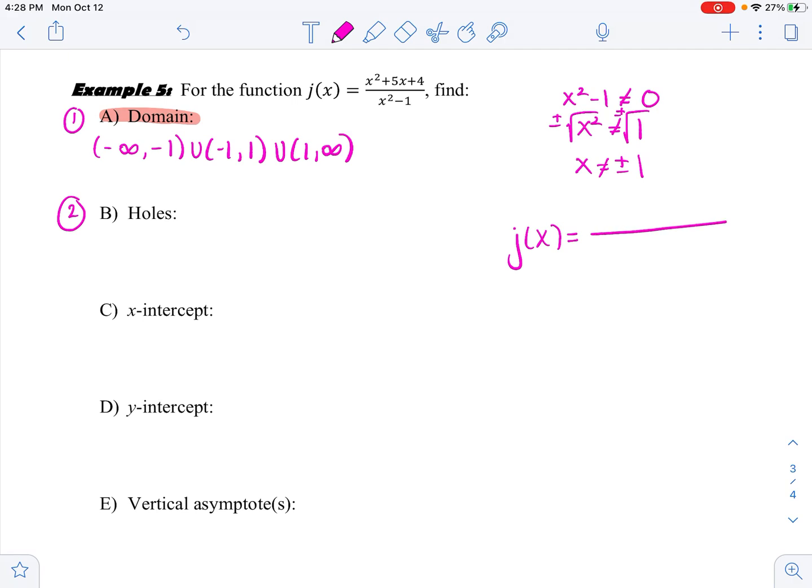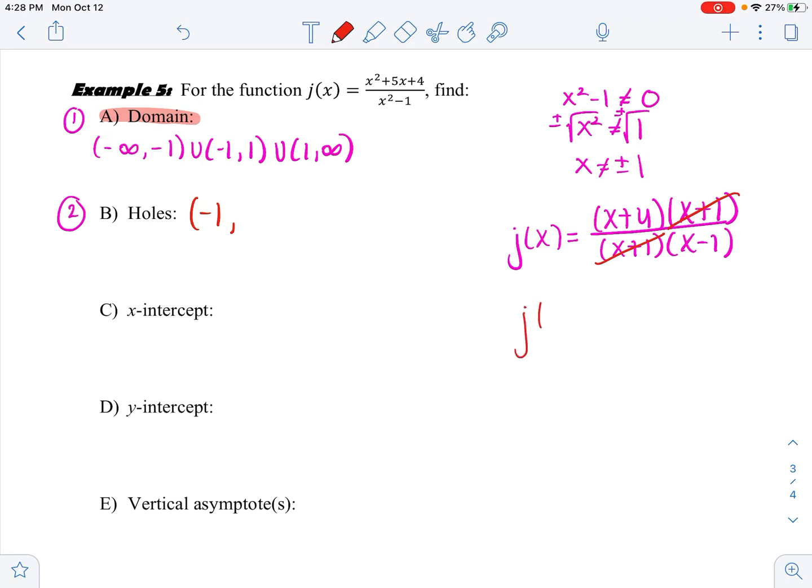All right, I'm going to factor my numerator. Two numbers that multiply to give me 4 and add to give me 5 are 4 and 1. So I have x plus 4 times x plus 1. And then my denominator is a difference of squares. So that is also factorable. That factors to x plus 1, x minus 1. So I'm going to say, okay, are there any holes? The answer to that is yes, because there's a common factor from numerator to denominator. So I'm going to say the hole is at -1 comma.